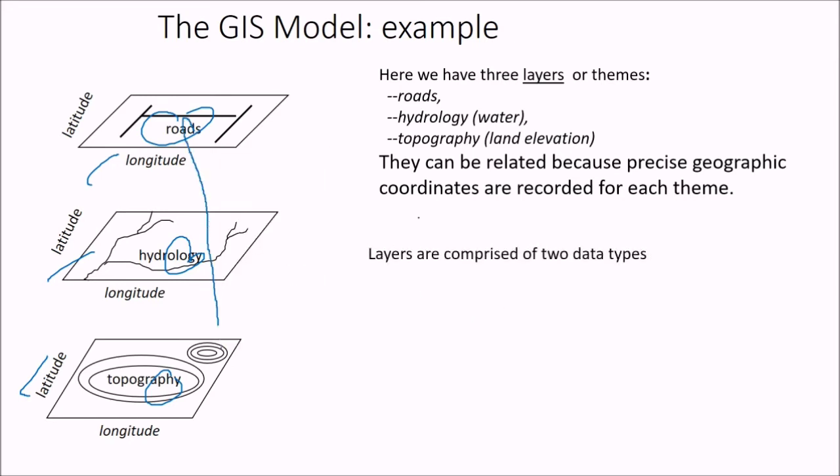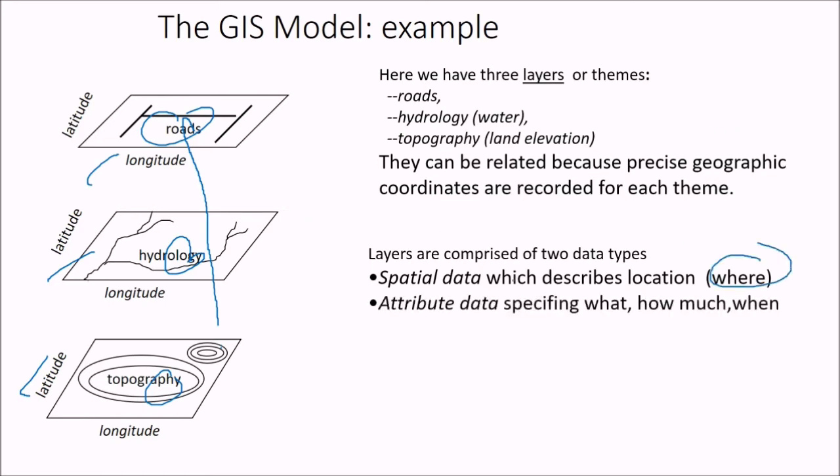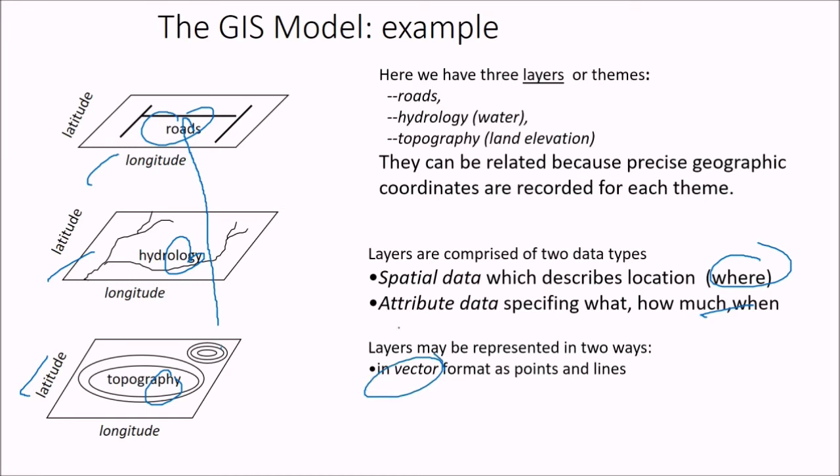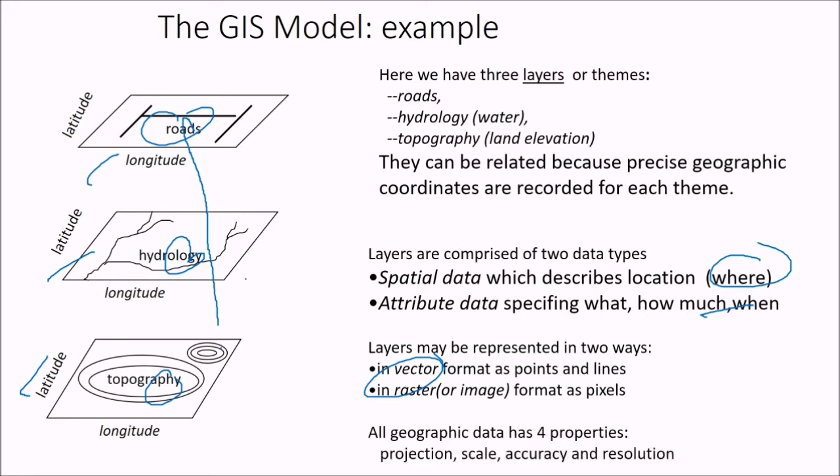Layers are comprised of two data types: spatial data, which describes their location, that means it answers where; then attributes, which specify what, how much, and when. Layers may be represented in two ways: in vector format as points and lines, or in raster images in the form of pixels. Geographic data has four properties: projection, scale, accuracy, and resolution.